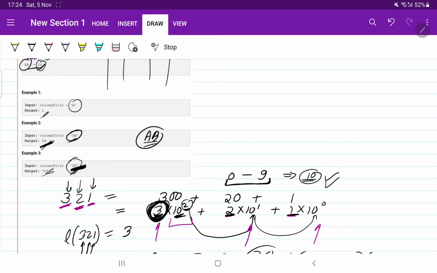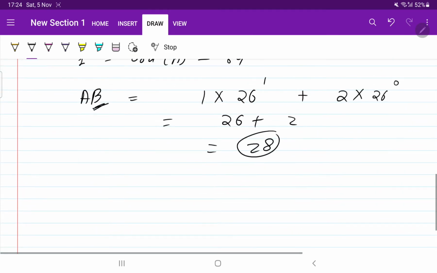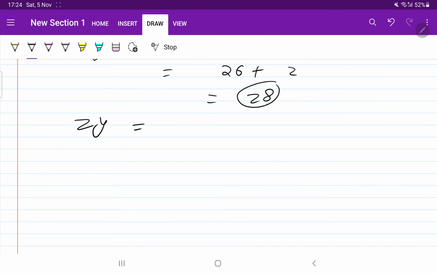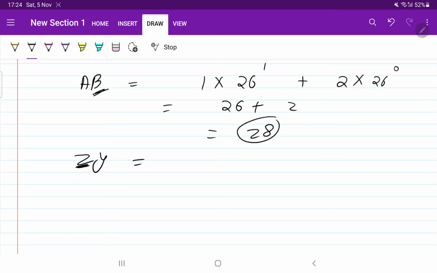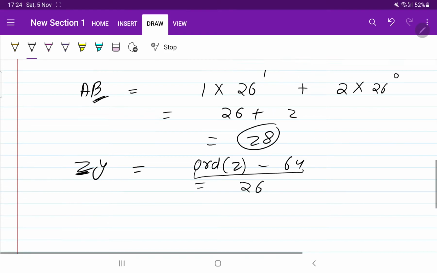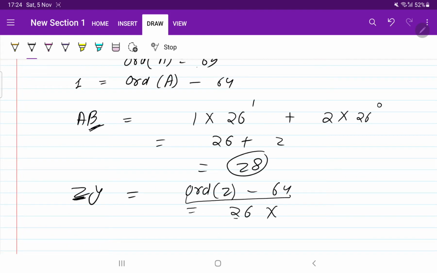So they have written ZY. Let us see if we are getting 701 with the same concept for ZY. First of all, as I told you, we need to find Z. So how are we going to find Z? ord of Z minus 64. If you solve this, you are going to get the value 26. So 26 multiplied by 26 to the power length minus 1. What is the length? 2, 2 minus 1, 1. Then Y will be 25. Now 26 to the power 0.